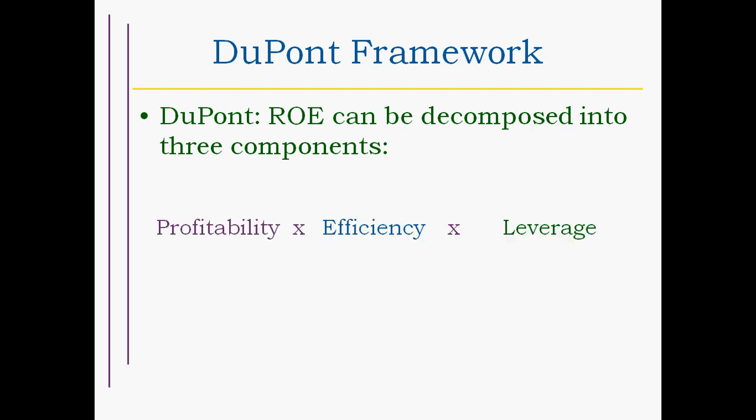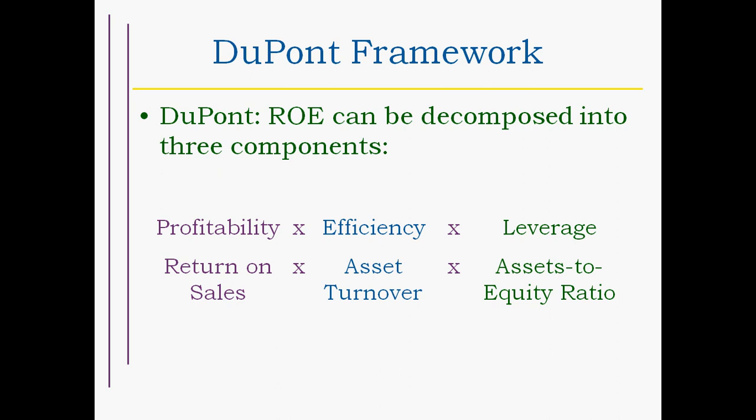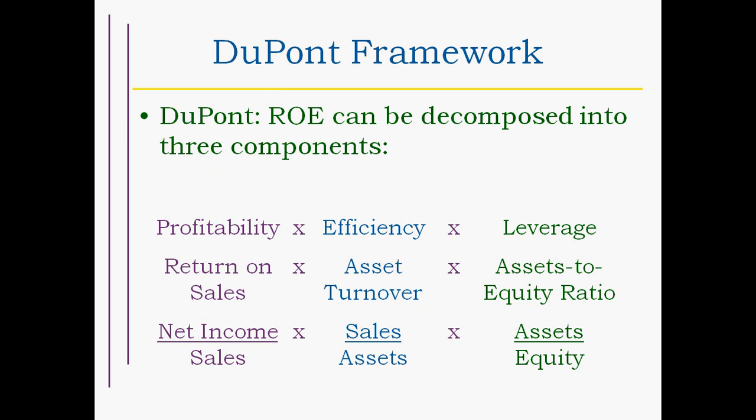And it comprises three components: profitability, efficiency, and leverage. Return on sales, asset turnover, and asset ratio: net income divided by sales, sales divided by assets, and assets divided by equity. First, second, and third are related to profitability, efficiency, and leverage. Return on sales, net income, depends upon the profitability. Efficiency is based upon the asset turnover, and leverage is related to the asset to equity ratio.